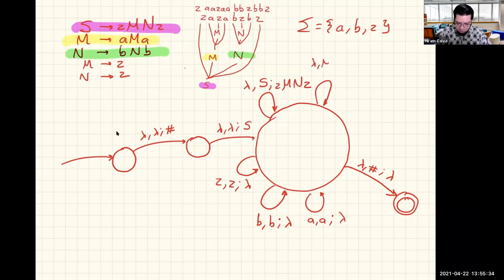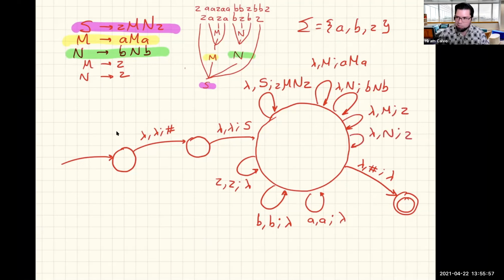For the second rule, we do the same, AMA. For the third rule, which is this one, we will do the same: lambda, N, and then BNB. And finally, for the last two rules: lambda, M, and push Z, and lambda, N, and push Z. And that's it. You see, we didn't even take 5 minutes to process this. So this is good news, that you can always convert any context-free grammar into a push-down automaton by using this very simple and effective method.